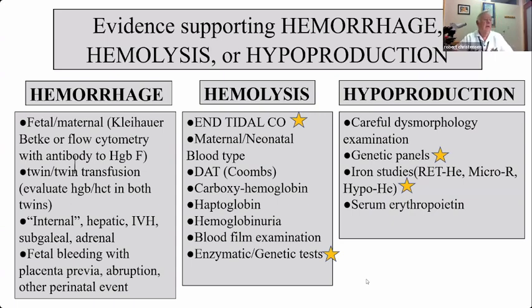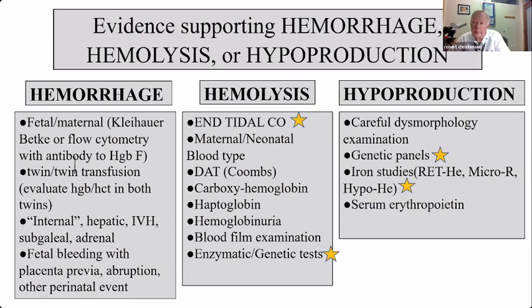Here's the evidence that we used to support whether anemia at birth was hemorrhagic, from hemolysis, or from hypoproduction, or whether we couldn't really determine it. For hemorrhagic anemia, we looked for evidence of blood loss into the mother's circulation with the Kleihauer-Betke or flow cytometry with antibody to hemoglobin F. We evaluated the possibility that these were twins with a twin-twin transfusion, had internal hemorrhage, fetal bleeding, any evidence of abruption or other perinatal event that would cause a blood loss.